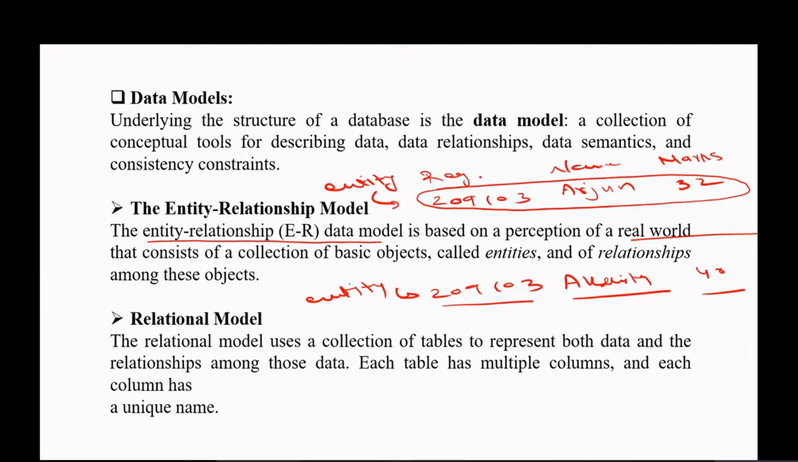Now, what is the similarity between this entity 1 and entity 2? One, both entities have the same number of attributes, 3. Same number and same type: registration number, name, and marks. Entity 2 again has registration number, name, and marks, and the data types are the same. For the registration it is integer in both, for the name it is character in both, and for the marks it is integer in both.